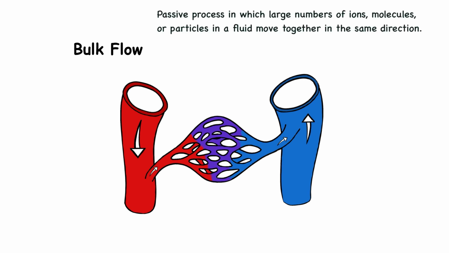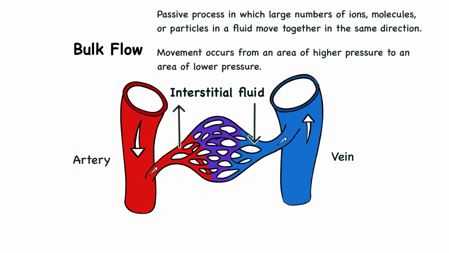And what we're talking about here is things going from the capillary bed on the artery side into the interstitial fluid, and then things going from the interstitial fluid back into the capillary bed, but on the venule side. And the movement is going to occur from an area of higher pressure to an area of lower pressure. Bulk flow is important for regulation of relative volumes of blood and interstitial fluid. We don't want to push everything out of the capillary, but we do want things to go into the capillary. And at the same time that things are moving out of the capillary, things are moving back into the capillary as well.